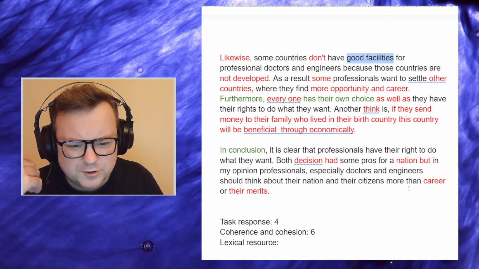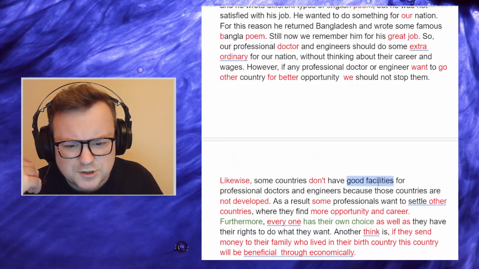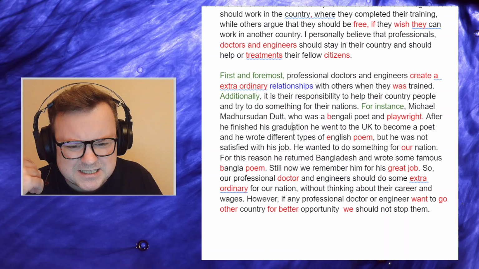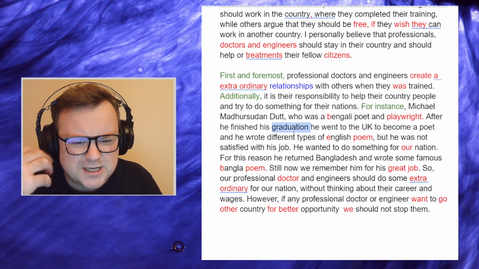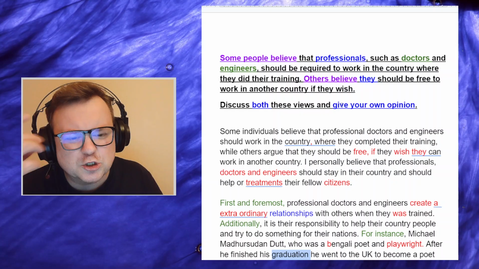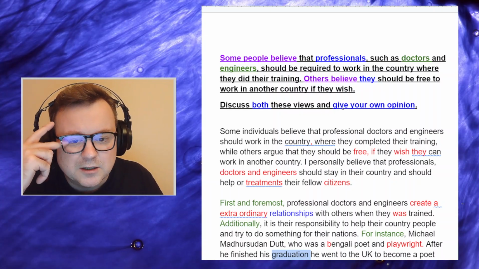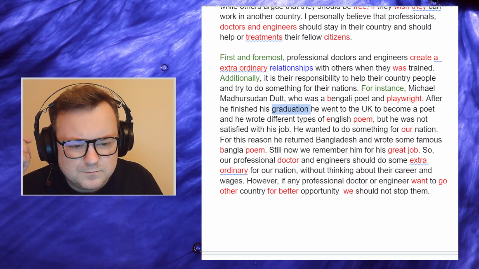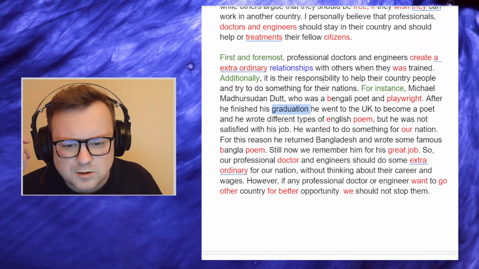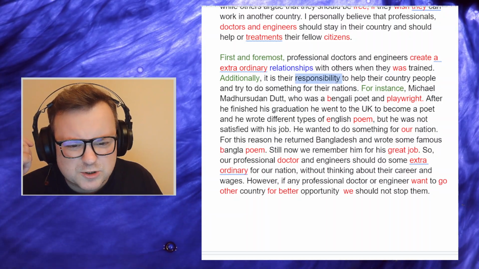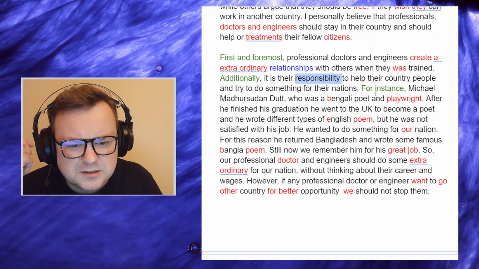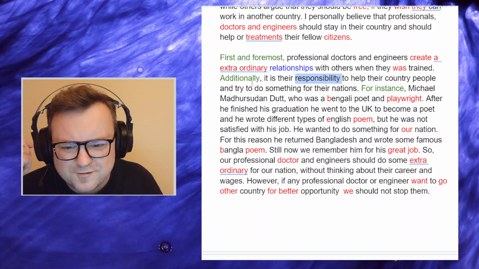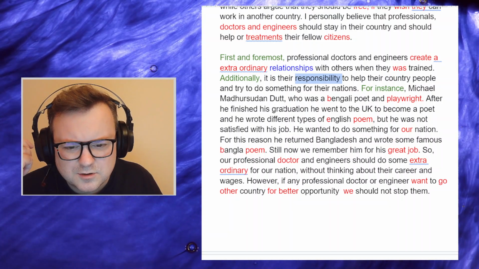Yeah, so while I thought there were good instances of topic specific language, now I'm looking back through it, I don't really see any. After his graduation, again, it's generic. It's not really good language connected to this topic. Okay, any less commonly known words? It is their responsibility, first and foremost.